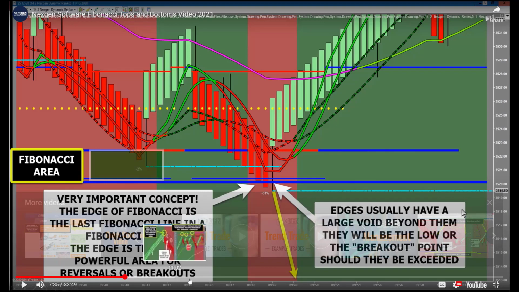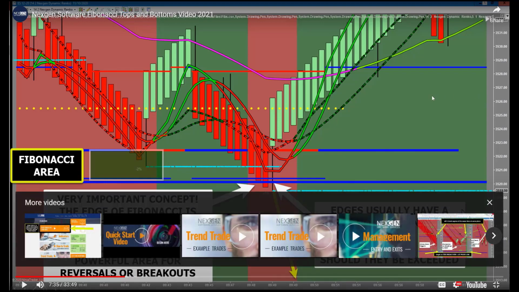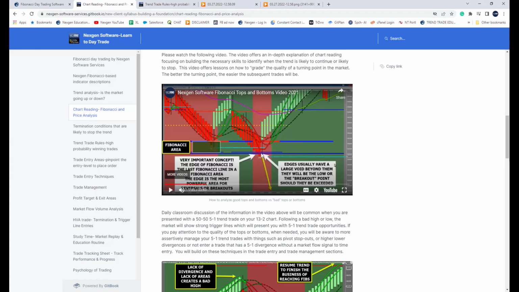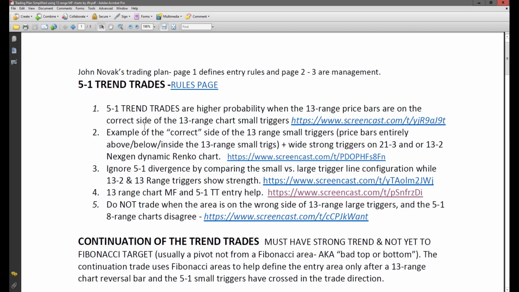But the concepts are so important in this video that for trend traders, you have to really understand what's in this video on the chart reading page, or you're going to have a difficult time with trading into fibs and things of that nature. But learn that video. We'll get more into that. So again, look, this is an example. And again, look, it's still the same 5-1 trend trades. I just have a 13 range chart. No big deal.